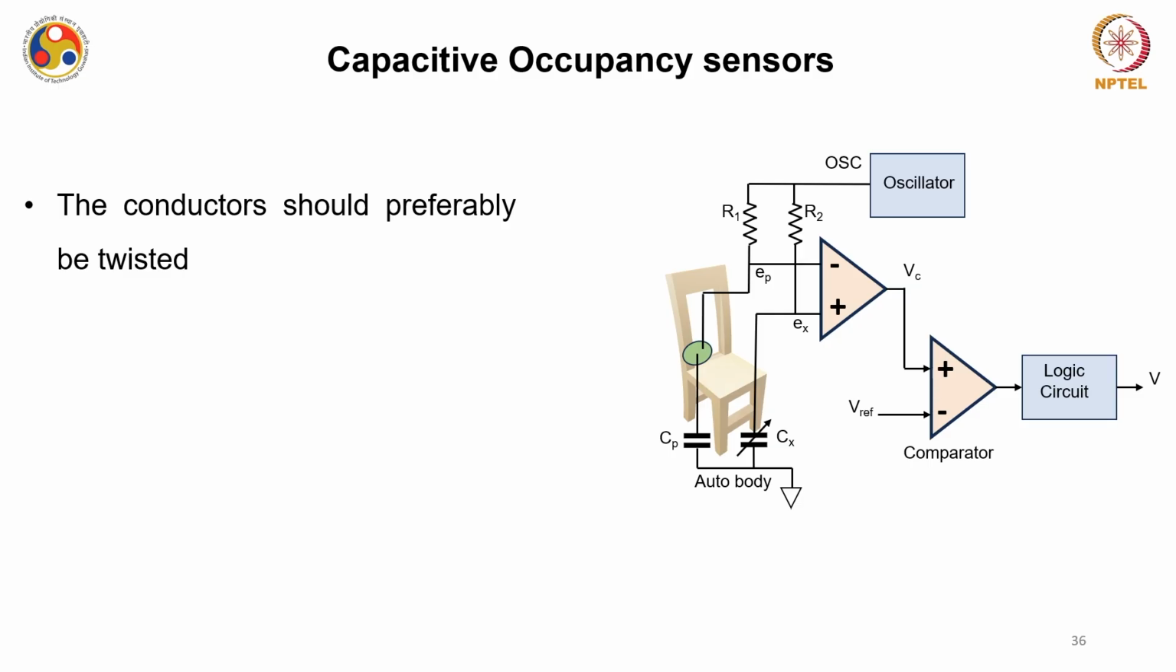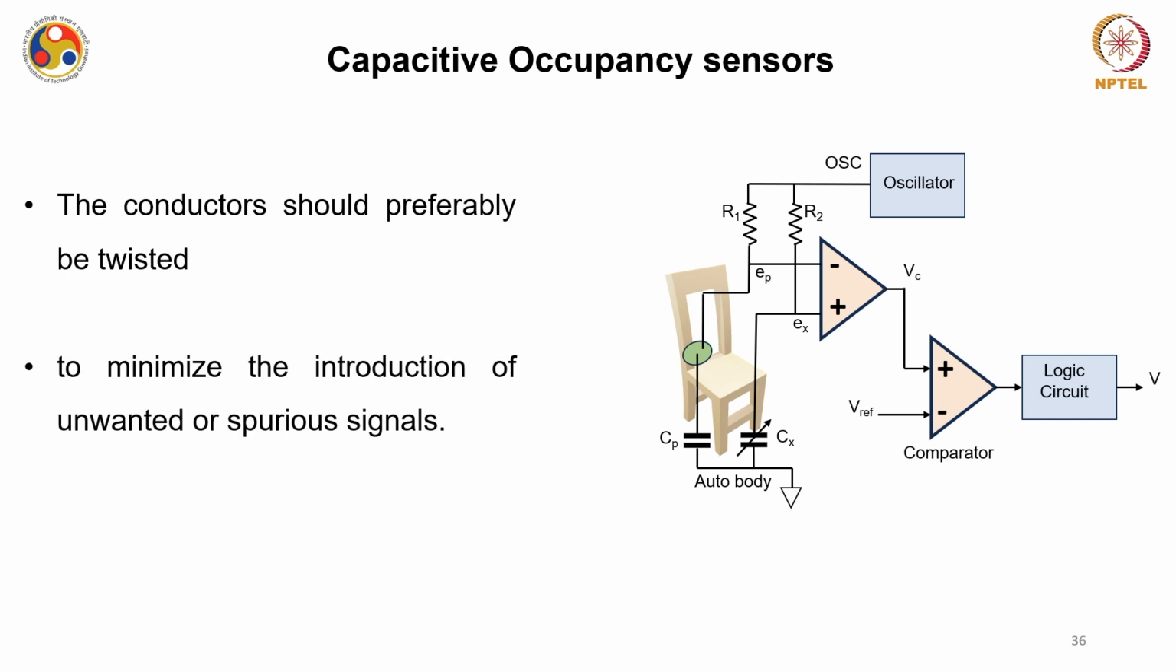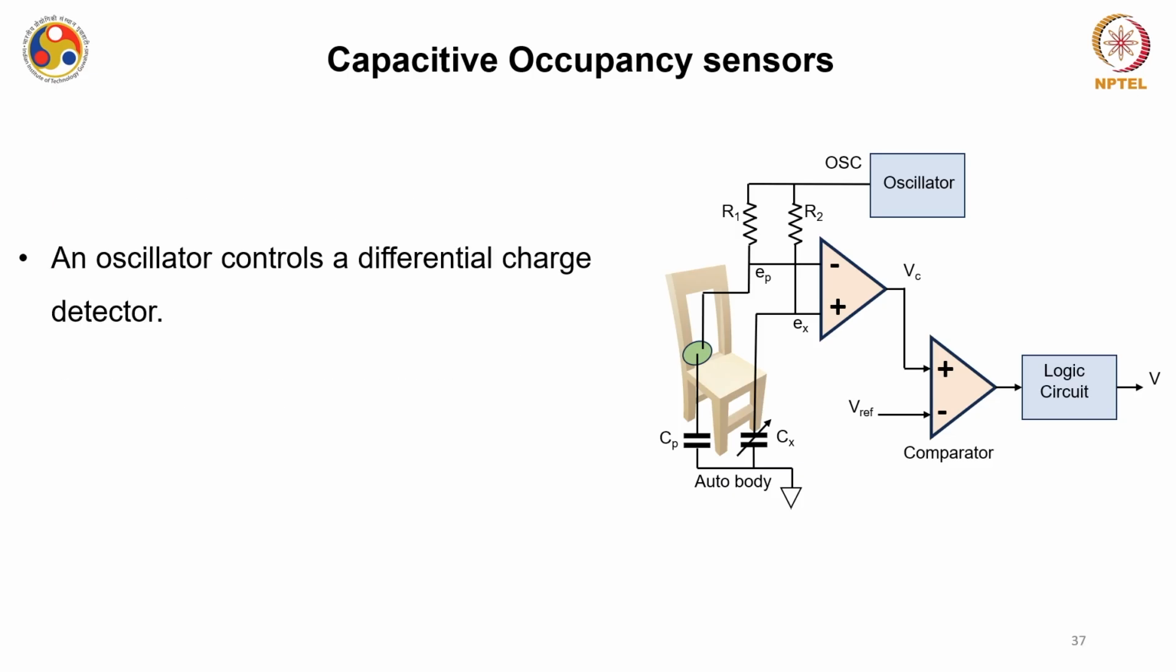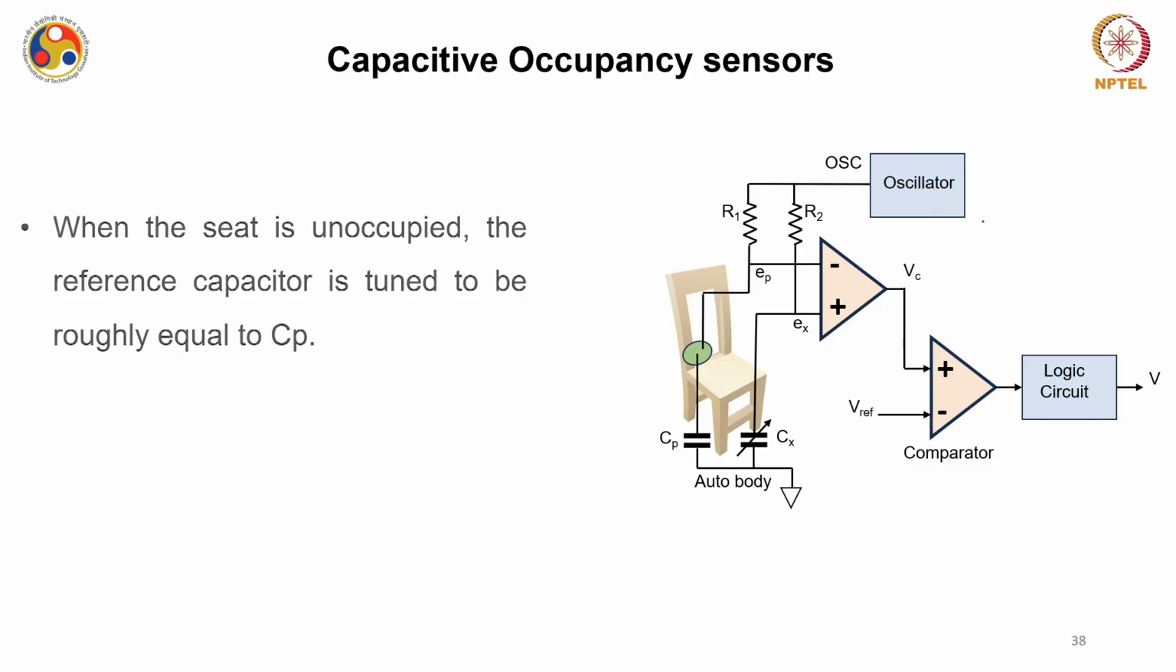The conductors should preferably be twisted, and there has been various research on this twisting also, because this twist decides the capacitances. So these conductors are usually twisted to minimize the introduction of unwanted signals. Now there is one oscillator which controls a differential charge detector. This oscillator is controlling the charge detector.